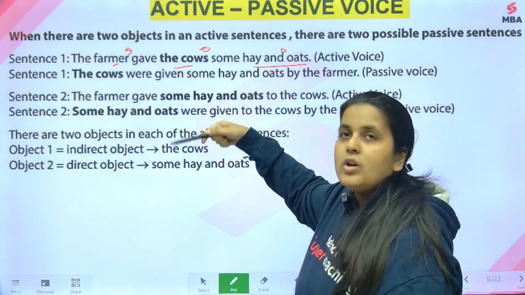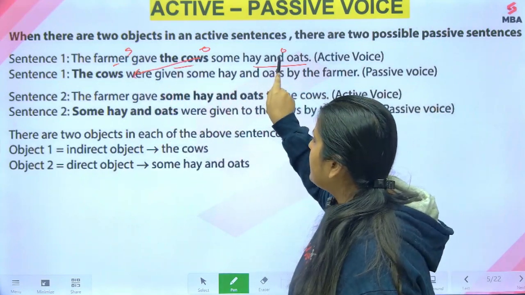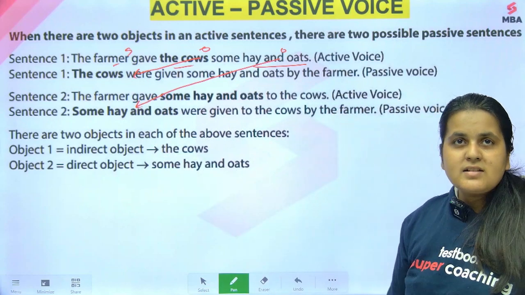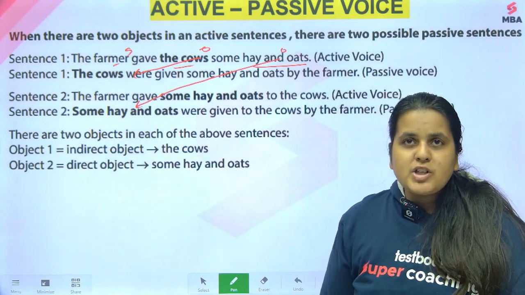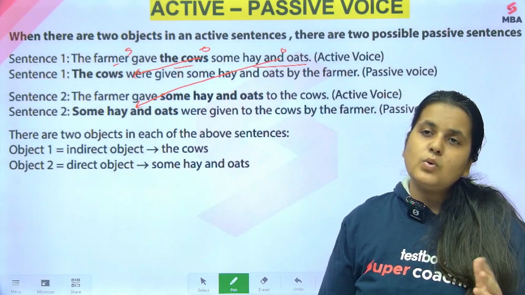तो आपके इसके दो alternatives हो सकते हैं. You can put the cow first and form a sentence. You can also put the hay and oats first and form a sentence. There are two possibilities. Okay, you can put the direct object first or you can put the indirect object first. टू सेंटेंसेस पॉसिबिलिटीज है, दोनों करेक्ट है.